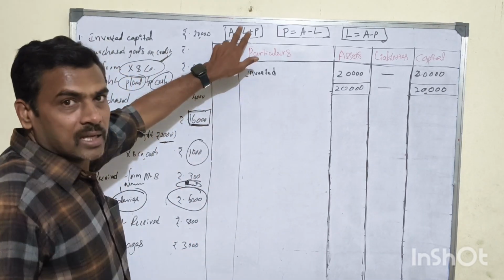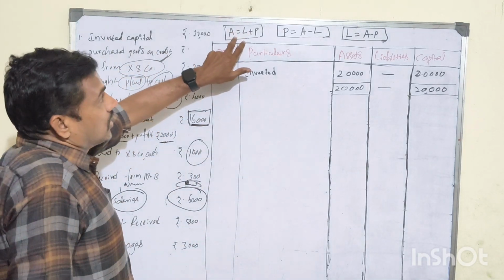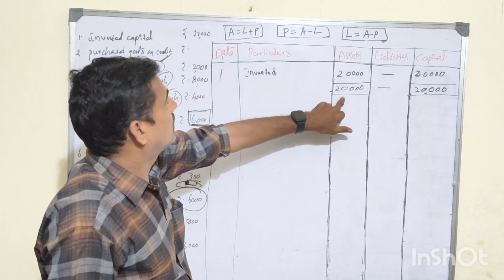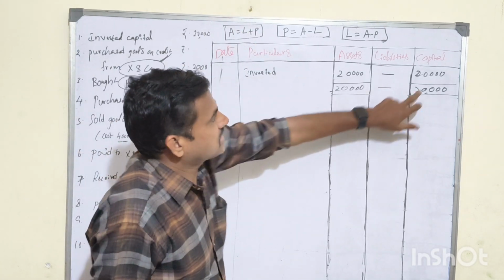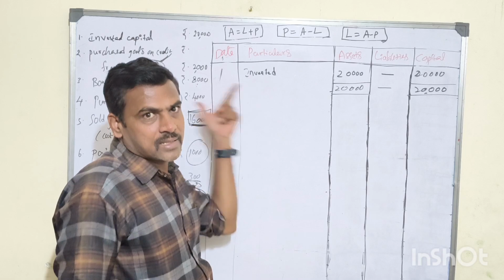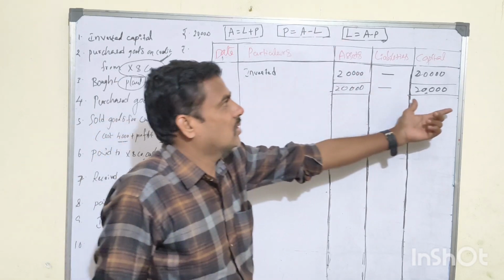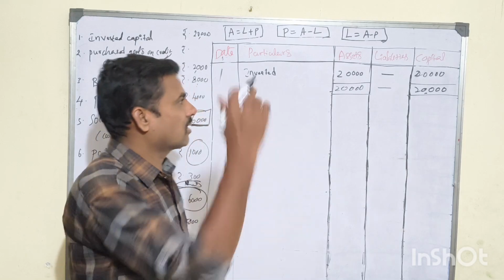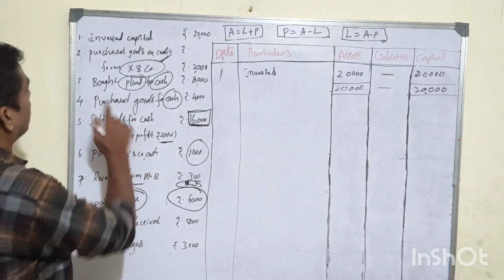Let's talk about the accounting equation now. Total assets is equal to liabilities plus capital. We don't have any liability until this first transaction, and hence total liabilities plus capital is equal to 20,000. Let's talk about one more example.